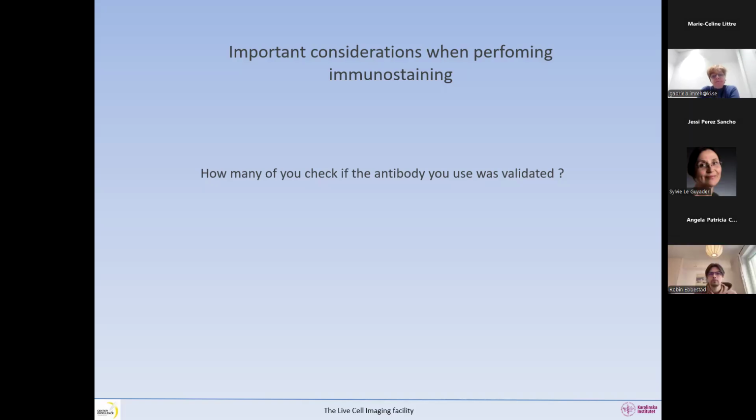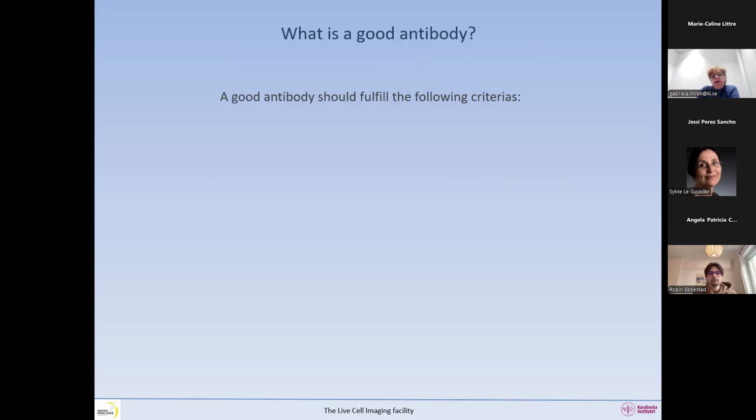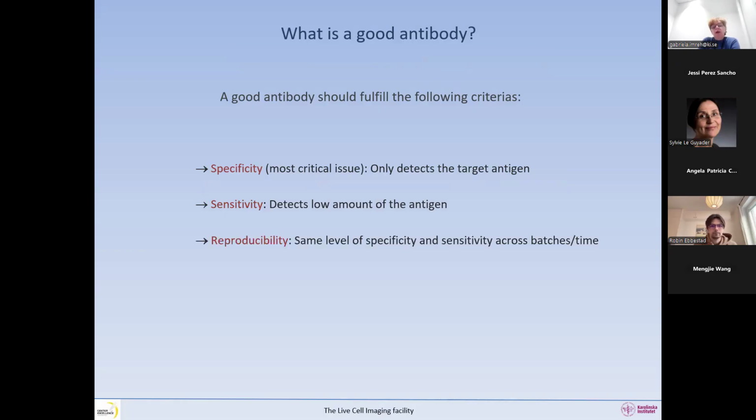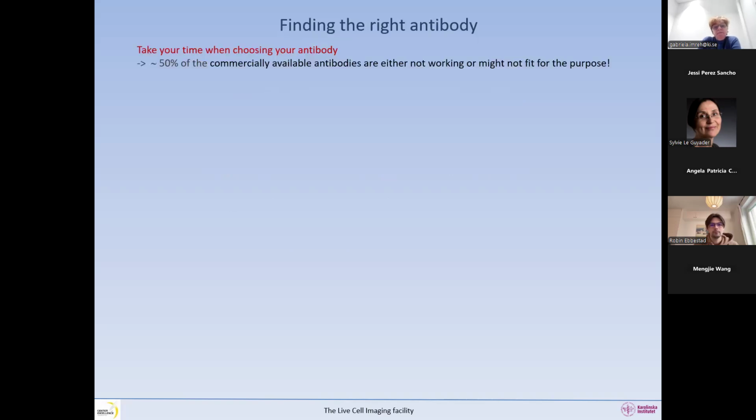So, what is a good antibody? A good antibody should fulfill the following criteria. Specificity, which is the most critical issue, so it should only detect the target antigen. Sensitivity, it should detect low amounts of the antigen. And reproducibility, the same level of specificity and sensitivity across batches and time. That's what we want, the requirements for a good antibody.